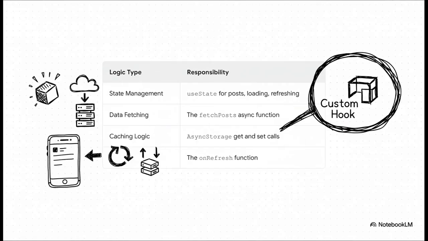So what exactly are we moving over? Well, basically everything that isn't JSX. All those useState calls for managing the list of posts, the loading spinner, the refreshing state, yep, they all go into the hook. That big async function that actually calls the API, that moves too. All the AsyncStorage stuff for caching, you guessed it, into the hook it goes. Even the onRefresh function that the user triggers gets moved. The hook is now the one and only source of truth for anything and everything related to our posts data.